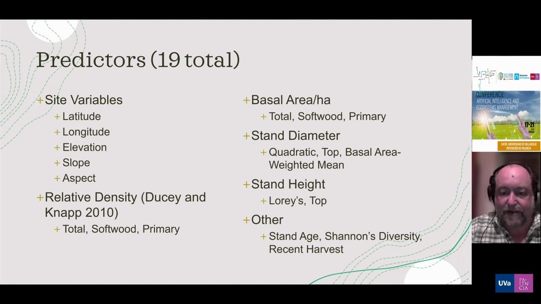And then a few other variables that we thought might be important. Stand age, although that's a very funny variable to measure in a complex stand. The Shannon's diversity of the species assemblage, looking at the basal area distribution, as well as whether or not there was harvest in the most recent 5-year inventory period. I had initially thought, and we will find out that it's not a terribly good predictor, that whether or not there had been recent harvest, recent understory disturbance, scarification, and so on, might be an important predictor. Well, let's see how that turns out.